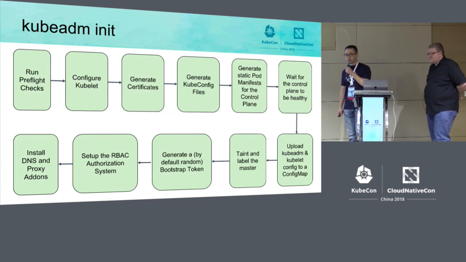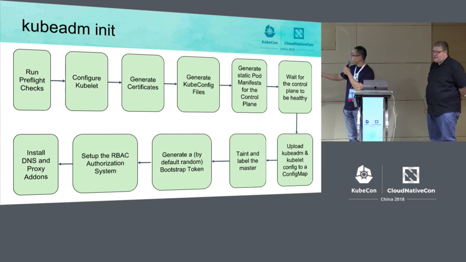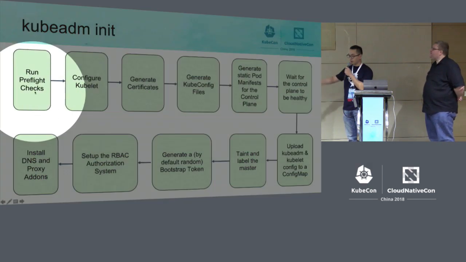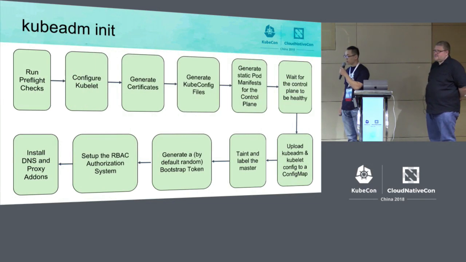And for kubeadm init, this is the most complicated step in kubeadm. There are about 11 steps here. So I will just pick some steps to illustrate how it's going on behind the screen. First, we already have the pre-flight here. The pre-flight will run a series of pre-flight checks on the node.